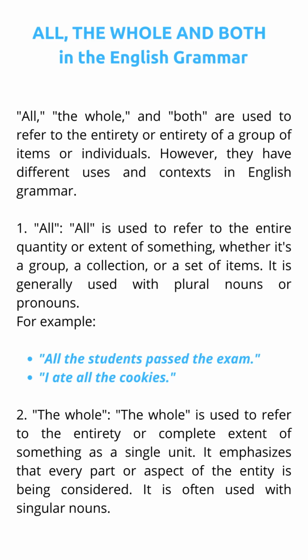All, the whole, and both in English grammar. All, the whole, and both are used to refer to the entirety of a group of items or individuals. However, they have different uses and contexts in English grammar.